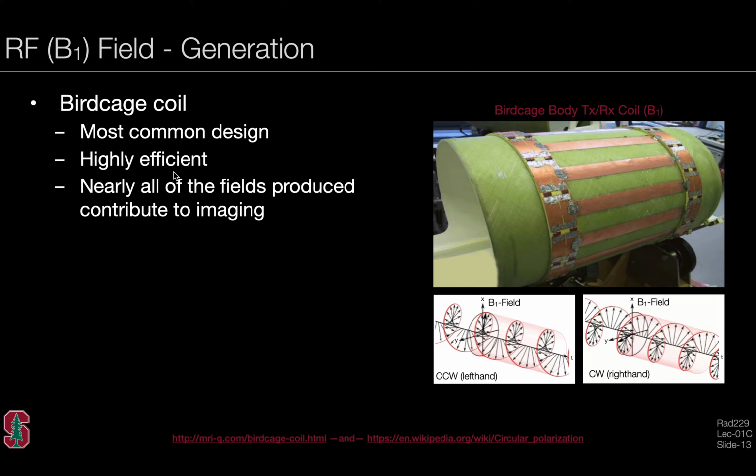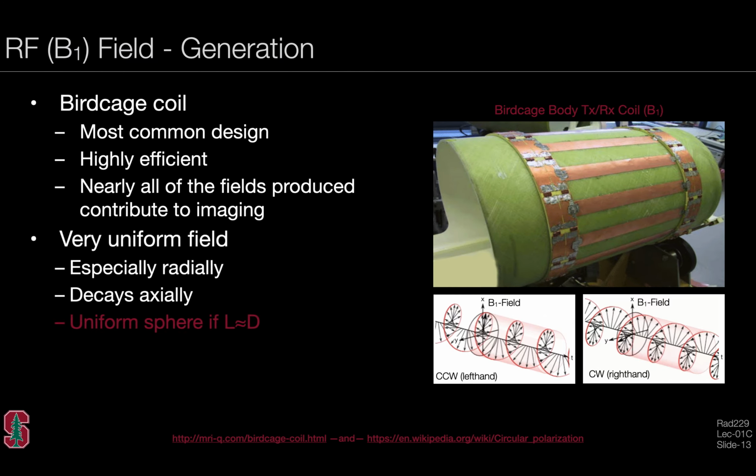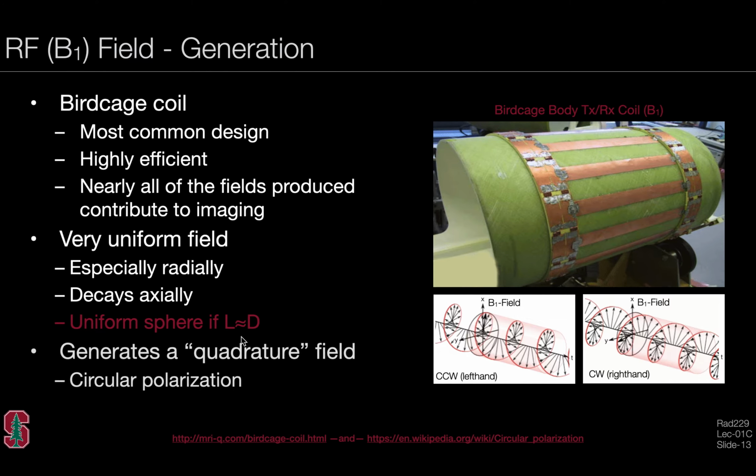It's highly efficient in terms of energy in and the amount of excitation we get while mitigating heating because we use circular polarization in particular. Nearly all of the fields produced contribute to imaging itself, so that minimizes the heating as well. These are very uniform fields, especially in the radial direction, but it does decay somewhat axially, but it's relatively uniform over a sphere whose length is approximately the diameter of the RF exciting coil itself. And this generates the so-called quadrature field or circularly polarized field.